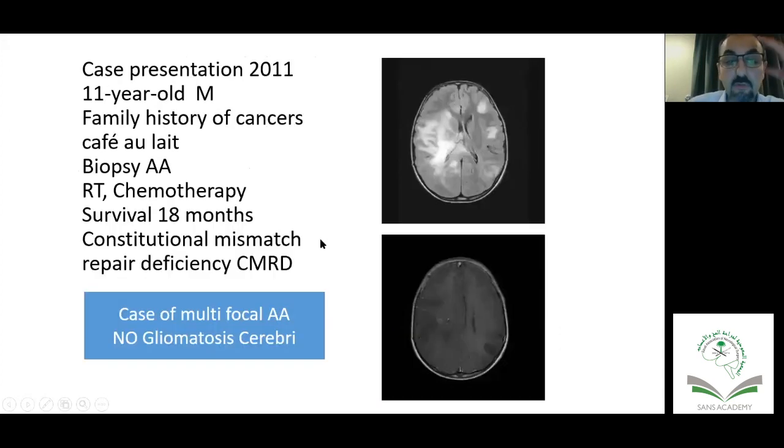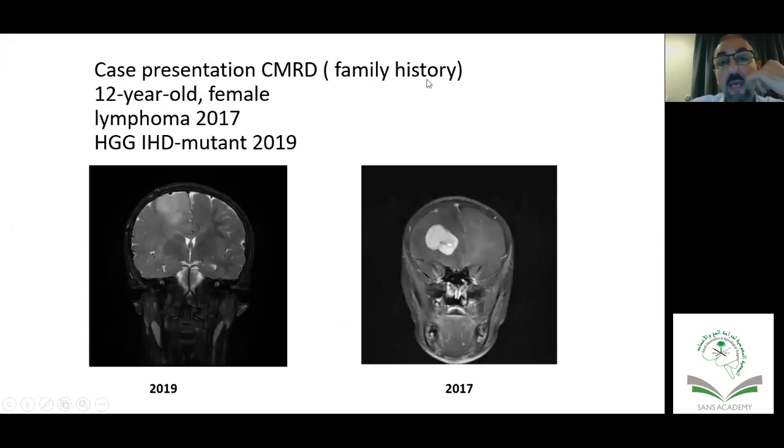This is an example of the DNA mismatch case. I think this is one of the early cases that we've seen. Child, 11-year-old boy, cafe au lait spots, strong family history of cancer, multiple lesions. Just to remind you, there's no more gliomatosis cerebri now. Multifocal, biopsy, again, anaplastic astrocytoma, chemotherapy, radiotherapy, survival 18 months. So this is one example of the DNA mismatch, or we call it constitutional mismatch repair deficiency, CMRD.